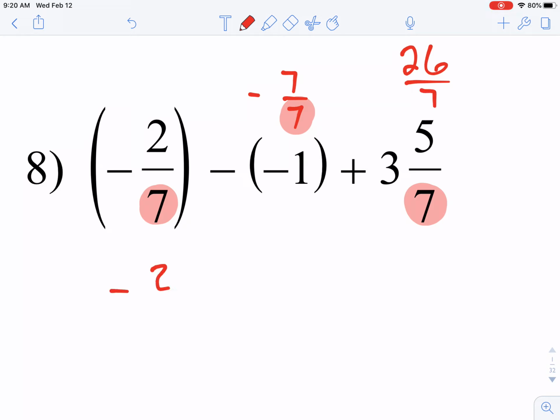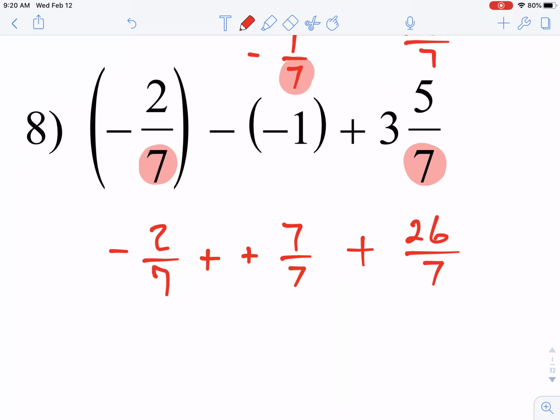To rewrite it, negative 2 over 7 minus negative 7 over 7 plus 26 over 7. So I know that a minus negative turns into a plus positive. So negative 2 plus 7 is going to be positive 5 because when the signs are different, you subtract and keep the sign of the larger number. And then I'm going to add that to 26 over 7. Now, 5 plus 26 is 31. The 7 stays the same.